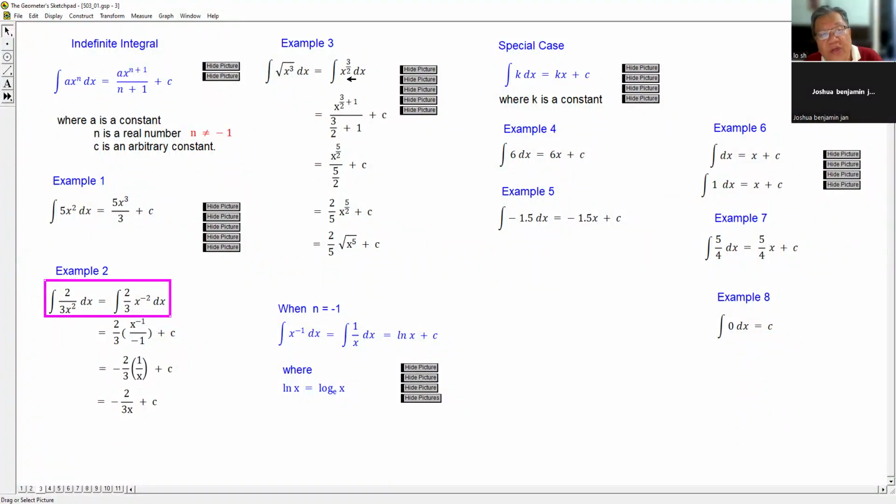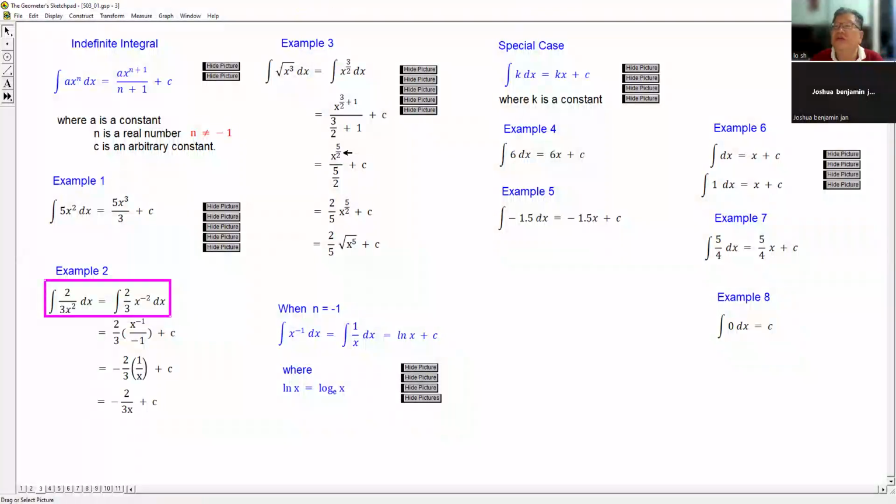If cube root is 3, fourth root is 4. But normally they will ask you until cube root only. They won't go and ask you fifth root, sixth root. Normally. Okay, right. So this number 3 over 2, you have to add 1. Then you divide by the new index. The new index is 3 over 2 plus 1. So you have x to the power of 3 over 2 plus 1, which is actually 5 over 2.